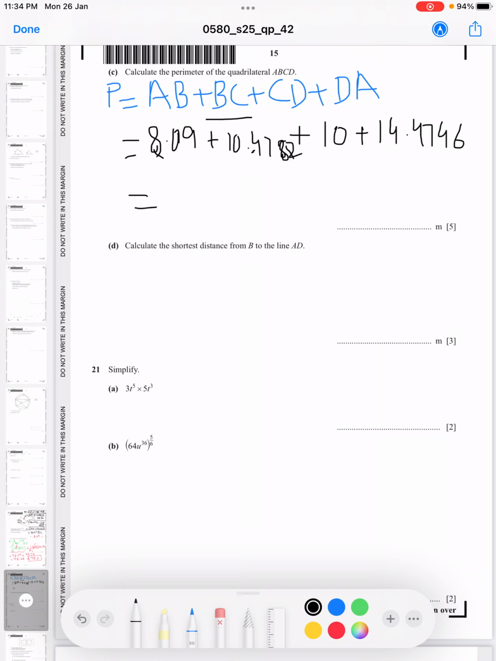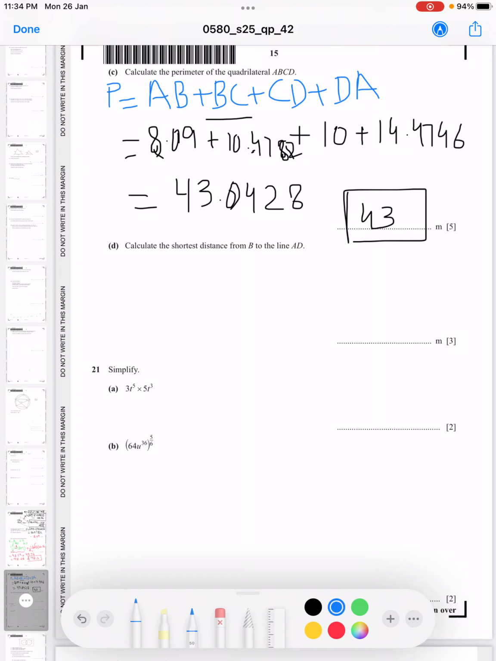So when you add them, you get the final answer 43.0428, and if we round it off, we get 43 meters. So basically this is the perimeter of our equilateral ABCD.